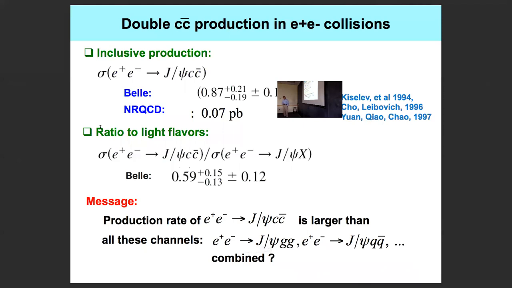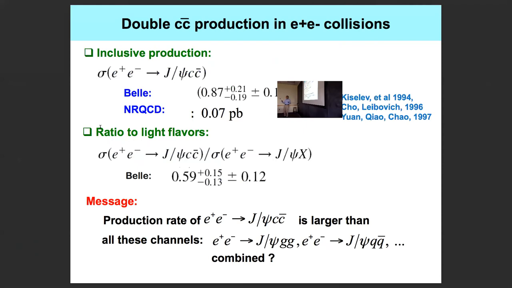Also, you can compare to the ratio. A ratio is often good: you can cancel all the systematic errors. The ratio is defined such that it is e+e- to J/psi plus additional charm, divided by inclusive e+e- to J/psi plus everything. So naively, when I have an e+e- collision, I have no hadronic particles in the initial state. Everything I have is energy.